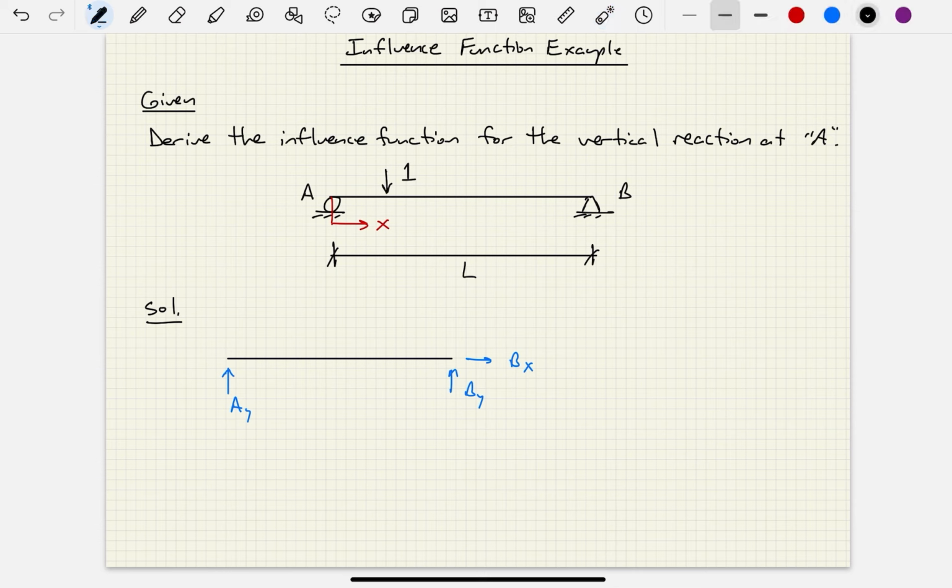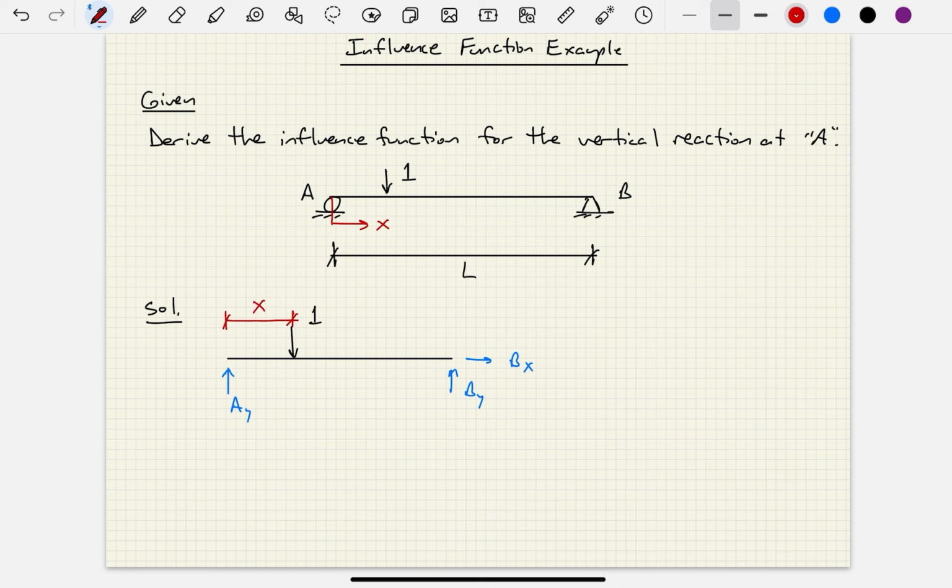Now I'm going to go ahead and place this unit load 1 on the beam. Now, where is 1 located? Where is this unit load located? Is it located at x equals 0? Is it located at x equals L over 2? No, it's located at a general variable distance of x, okay? So I'm going to say this location is x.